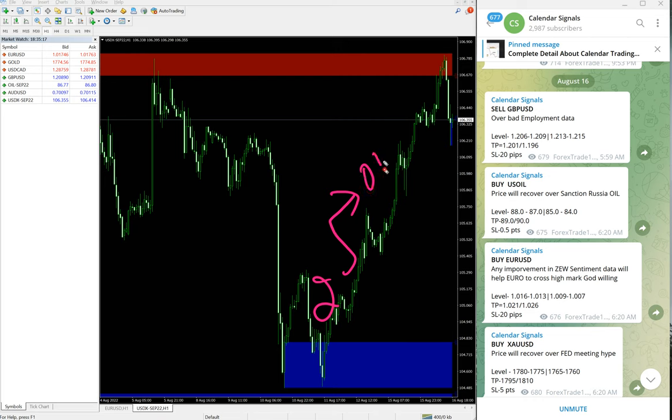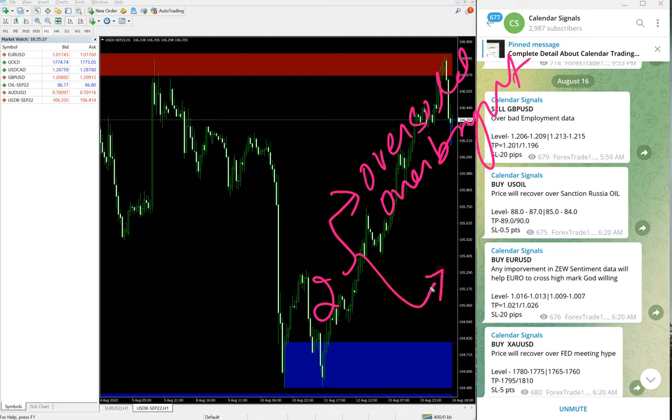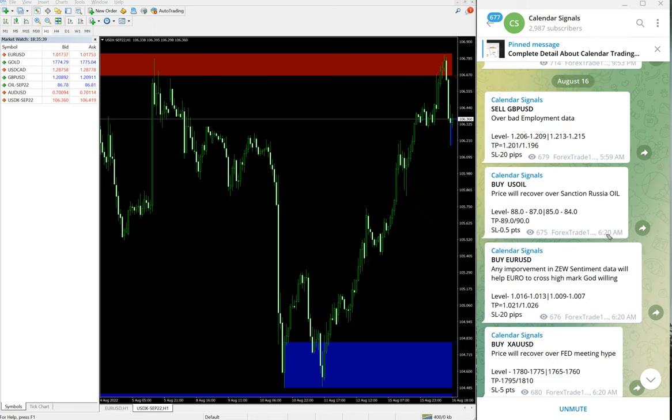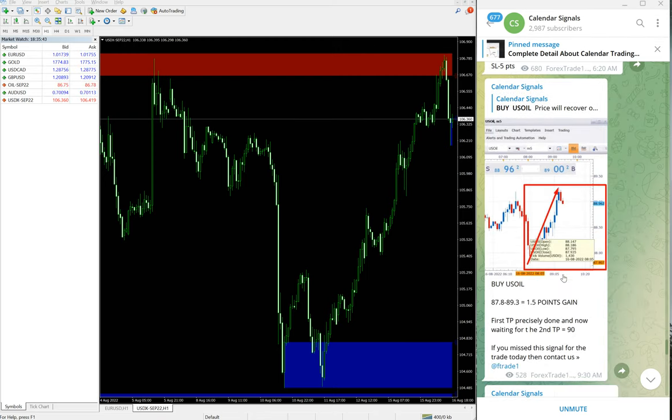These reasons are basically based on two aspects. One is oversold or overbought condition, and then another set of reasons, which is more important, is based on economic data or news. Based on these reasons, we give the signals on the calendar signal channel. And now we will see the performance of signals one by one.